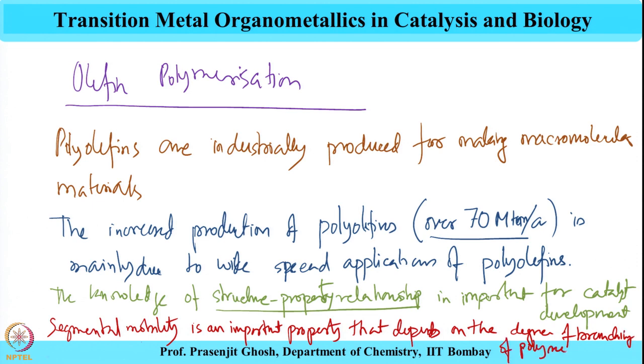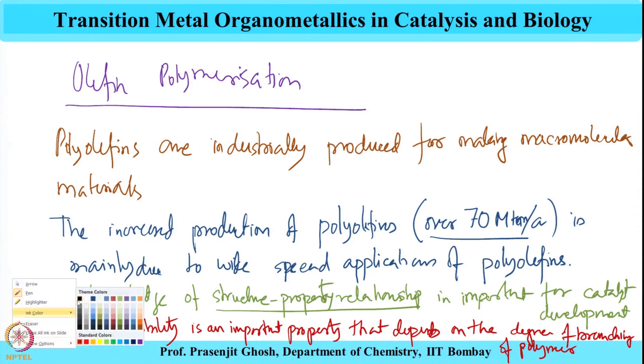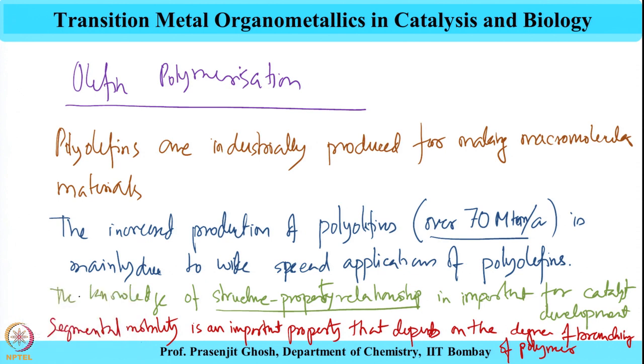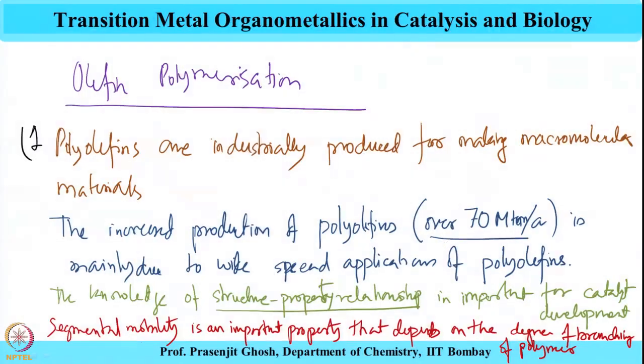So, what we see is that polyolefin is an important area overall. This is the take home message from here, in the sense that this has gone big and become one of the biggest industrial processes for making large macromolecules. And then the demand for polyolefins or polyolefinic materials is so high that annually about 7 megaton, that is a huge amount of polymers, is being produced.